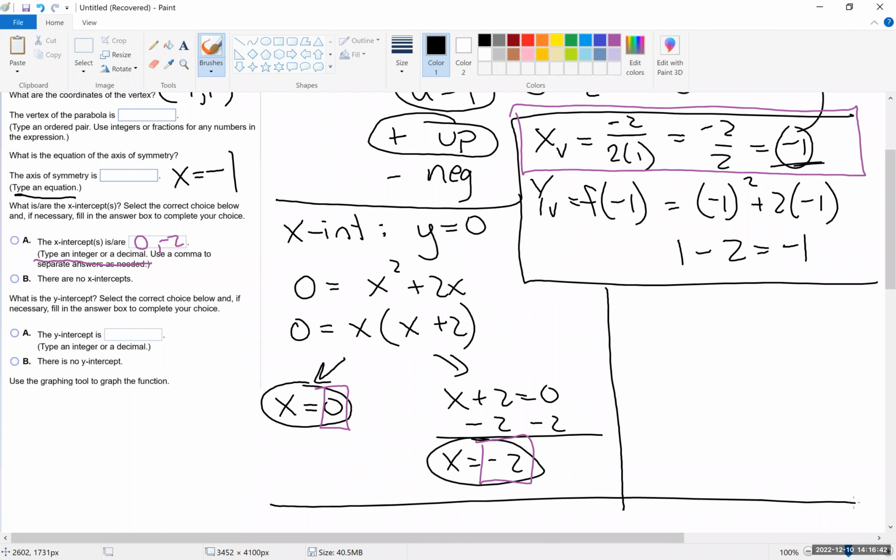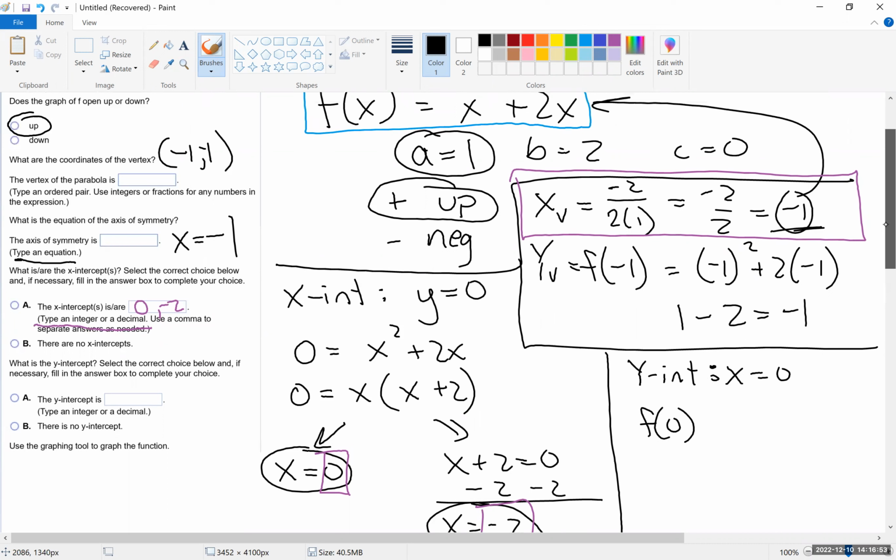What's the y-intercept? Well, the y-intercept happens when x equals 0, which is just f of 0. So we need to go back and look at our function real quick. Our function is x squared plus 2x, so that's going to be 0 squared plus 2 times 0. Well, f of 0 is just 0, because 0 squared is 0 and 2 times 0 is 0. And again, that's the way that they want us to do it.